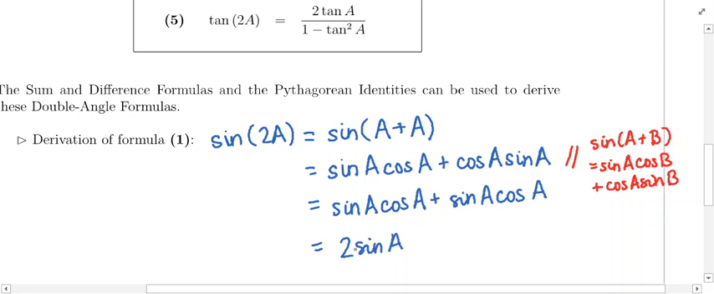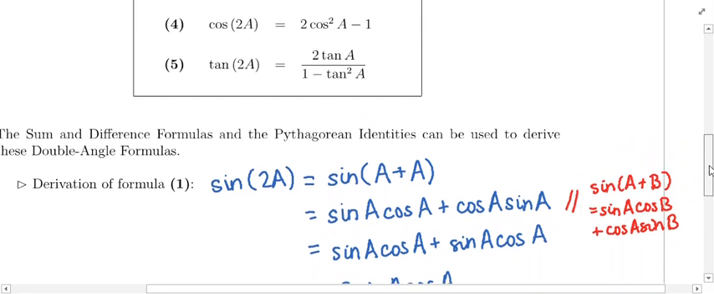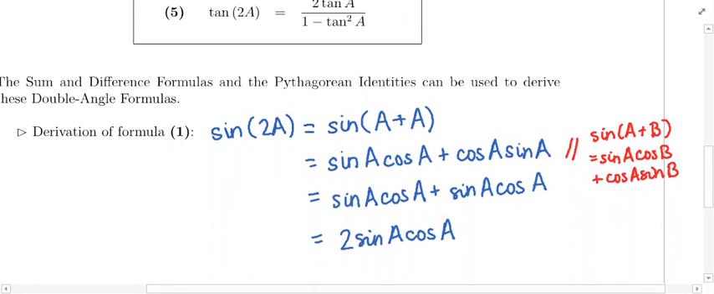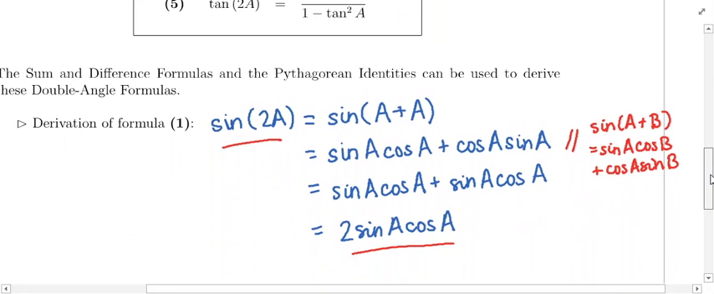So this turns into 2 times the sine of a times the cosine of a, and that is exactly the right hand side of the equation in the first double angle identity. We just showed that the sine of 2 times a is equal to 2 times the sine of a times the cosine of a. We started here and we ended up here. So that's the proof of the first one.